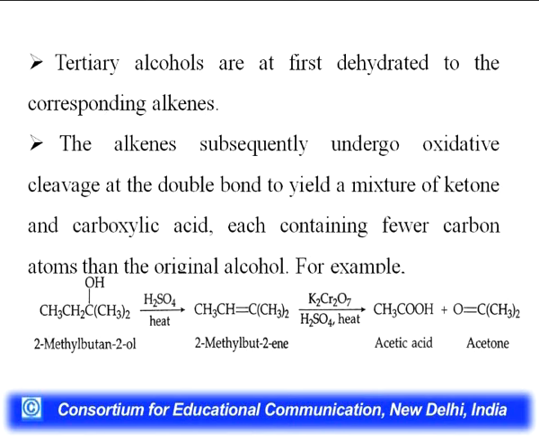For example, you can see 2-methylbutan-2-ol. When reacting with H2SO4, first of all it gives 2-methylbut-2-ene, which on reaction with potassium dichromate and sulfuric acid will give you acetic acid as well as acetone.